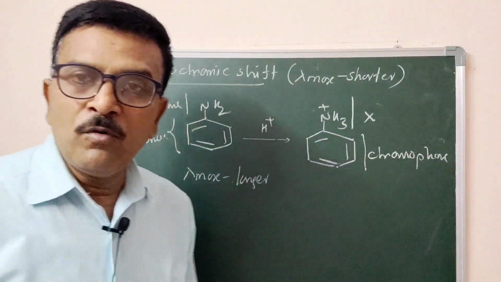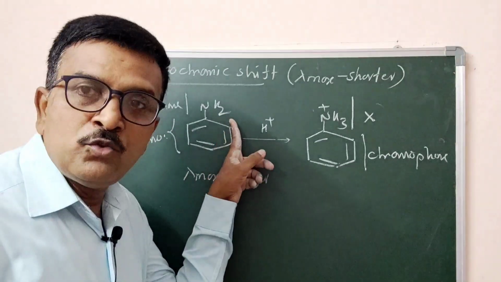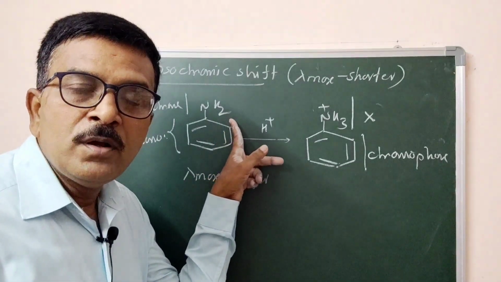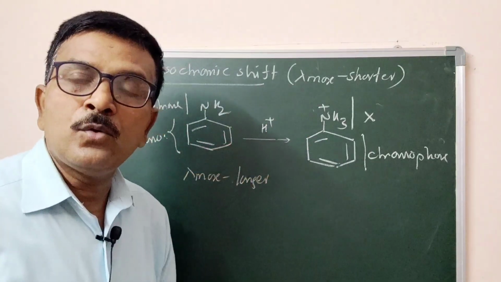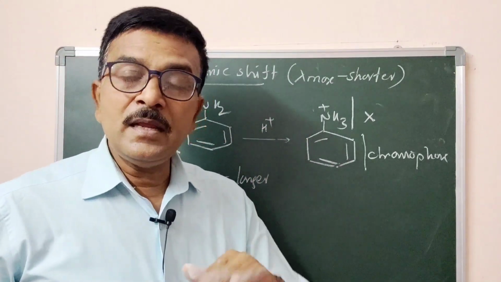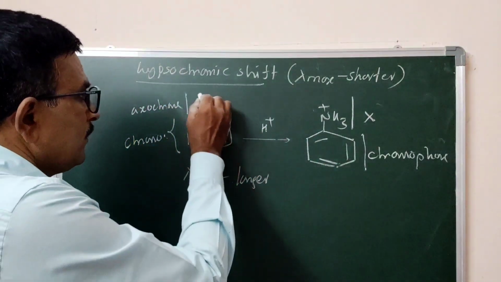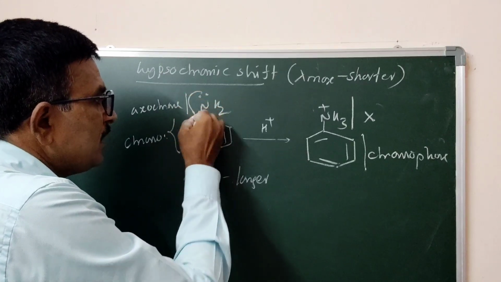It has only the chromophore. In the case of aniline, the auxochrome, that is the NH2 group, is able to donate its non-bonding electrons to benzene, that is, it is able to participate in the resonance. This non-bonding pair of electrons contributes to the resonance.